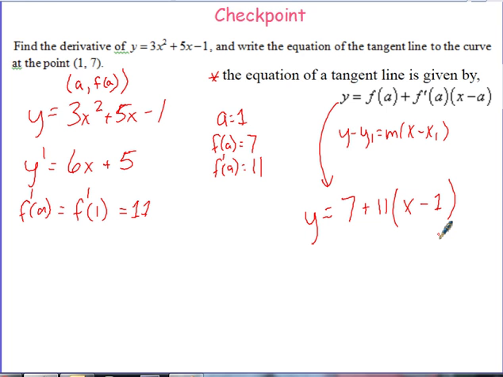Now, does that look like an equation of a line to us? Not really, right? Because like I said, we normally want to see it in y equals mx plus b form. So how would I get this into y equals mx plus b form? Distribute and simplify, right? So I would get y equals 7 plus 11x minus 11. Y equals what? Write it in the right form for me.